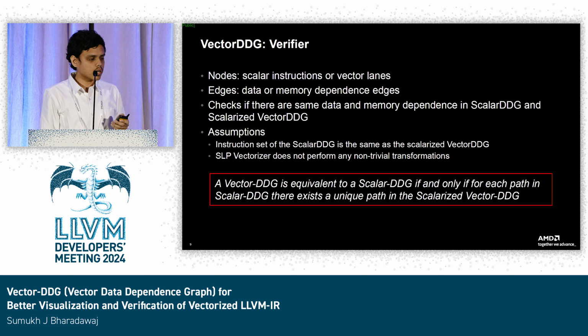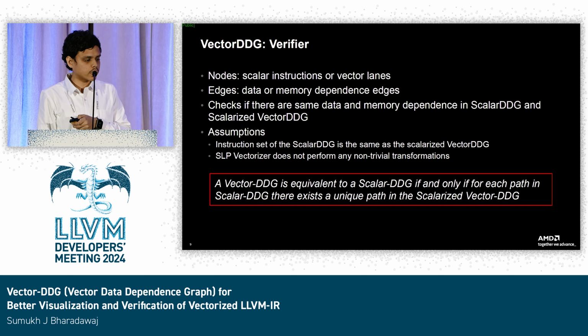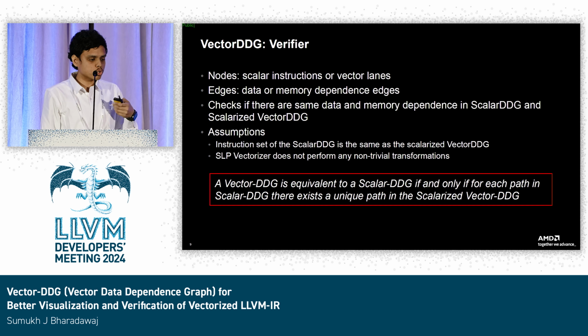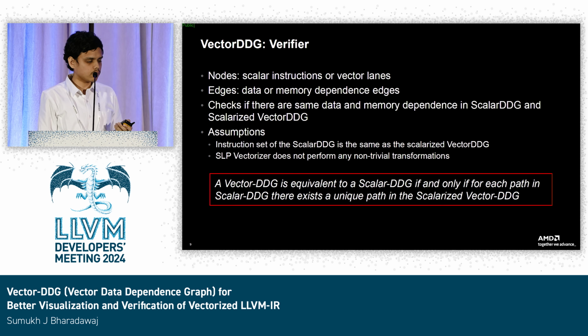The assumptions that are needed in order to ensure that this verifier produces a right result is that there are the same instruction sets on both the scalar DDG side as well as the vector DDG side. And we should also ensure that there are no non-trivial transformations being performed on the vector DDG, because that would result in elimination of some of the nodes that we would have otherwise compared the graphs with, and would lead to a wrong result.